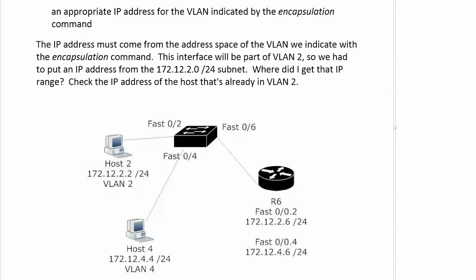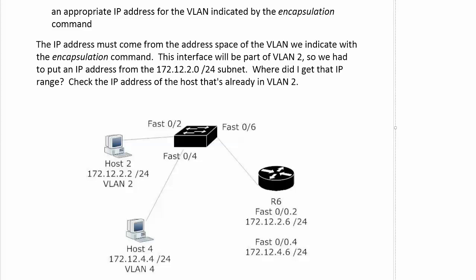And we know that that address space, looking at this, is 172.12.20/24. Now, do I have to end it with 6 to match the router number? No. Do I have to call this Fast Ethernet port 0/0.2 because it's in VLAN 2? No. I could call that whatever I wanted. That doesn't have to match, but it's an excellent organizational tool. I would get used to doing that.